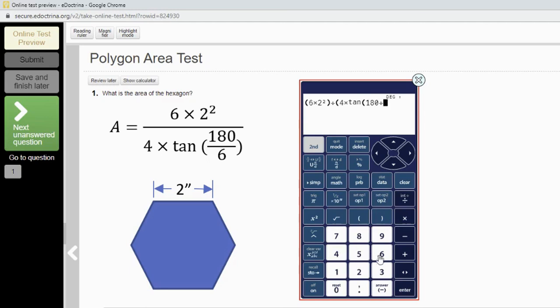by 6. I'll close the parentheses for the tangent function, close the parentheses for the denominator. And when I hit enter, I find an area for this hexagon of 10.39 square inches.